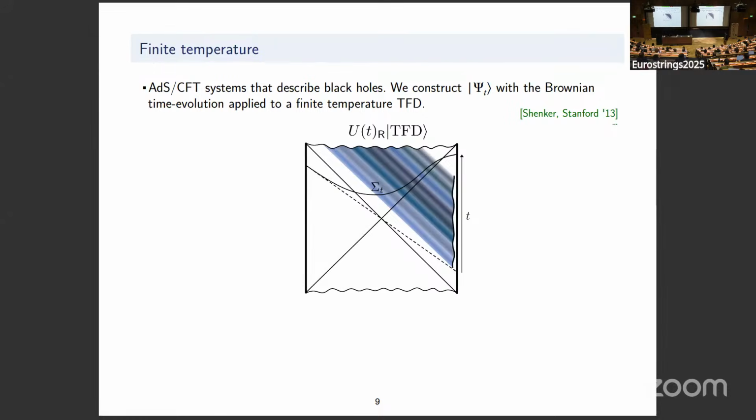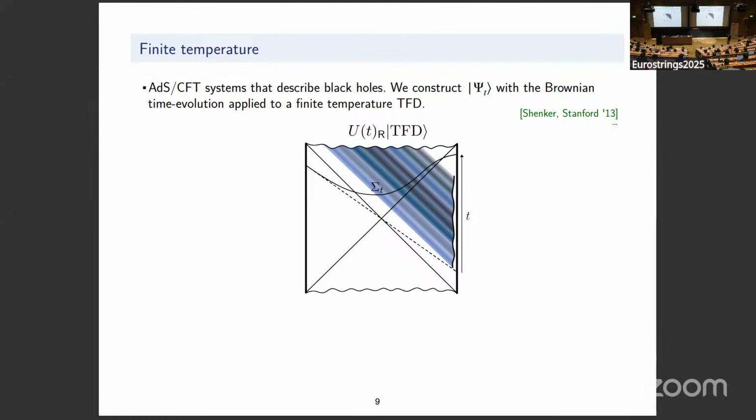Let's try to apply this time evolution to holographic systems describing black holes. So the first problem we encounter is that Brownian Hamiltonians are just time-dependent couplings. They will inject energy into the system. And so a black hole in AdS/CFT is a thermal state at finite temperature. So if we just naively apply the time evolution operator to a thermofield double, we'll end up with some time-evolved thermofield double with a bunch of matter shocks inserted into the black hole.